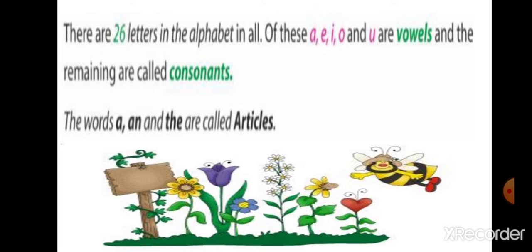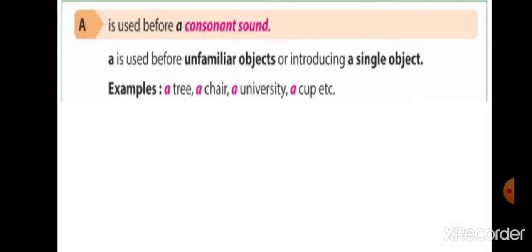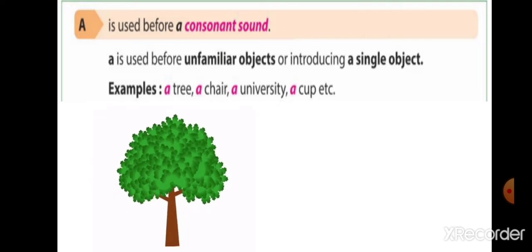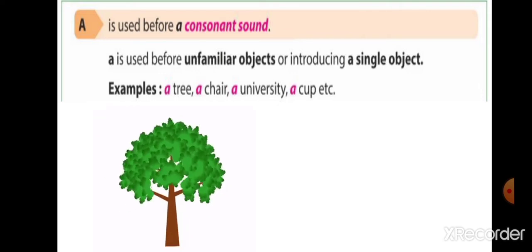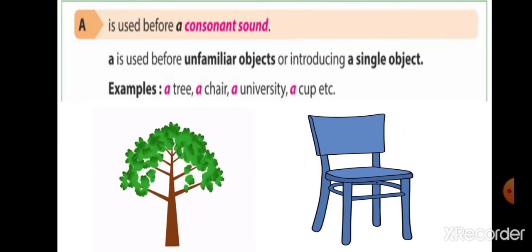Now kids, we have 3 articles. Which are the articles? A, An and The. Now, what are the rules of using these articles? First we will see A. A is used before a consonant sound. A is used before unfamiliar objects or when introducing a single object. For example, a tree, a chair, a university, a cup.